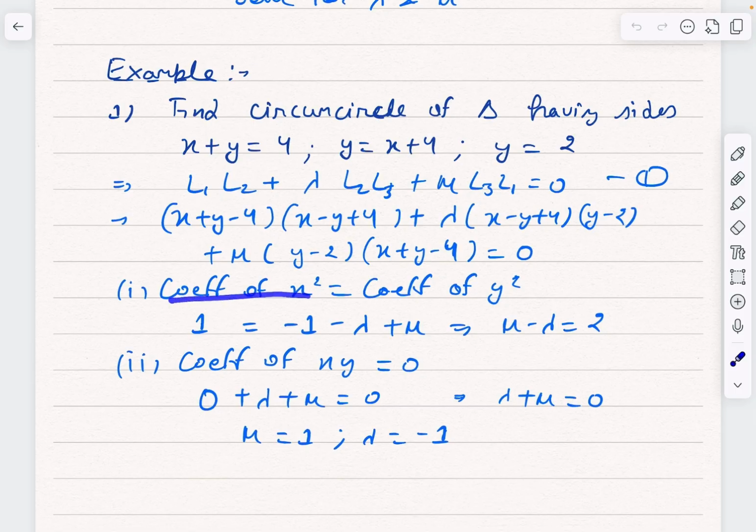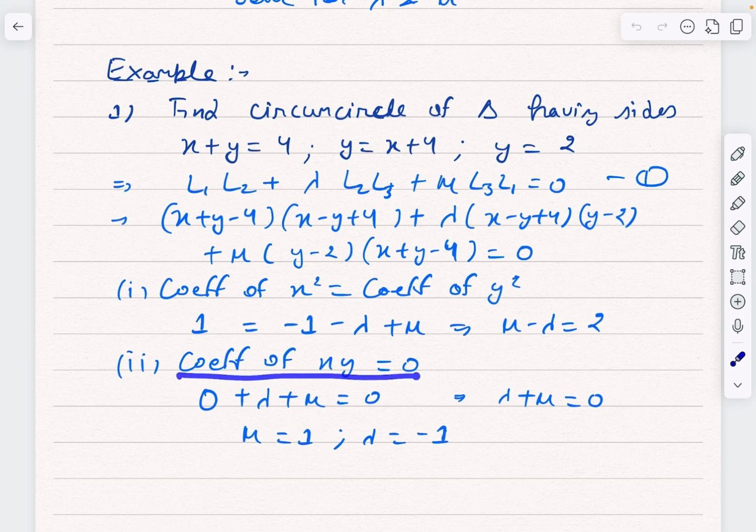Now the coefficient of x square must be equal to the coefficient of y square. So the coefficient of x square you can find from here. I think it comes out to be just 1 only. When you expand this, you can see the coefficient of x square you get from here only, when you multiply x and x. Here and here you won't get x square. And the coefficient of y square you get when you multiply y with minus y, y with this y and lambda outside, y with this y and mu outside. We get minus 1 minus lambda plus mu, so you get mu minus lambda equal to 2.